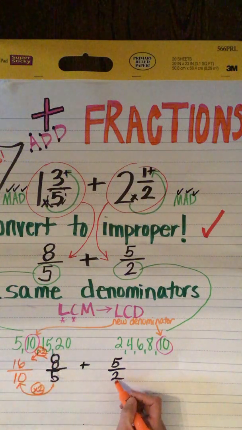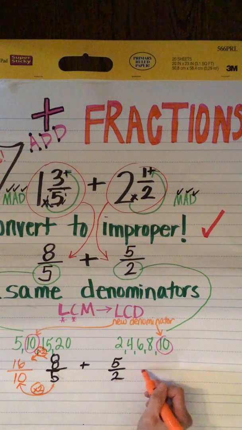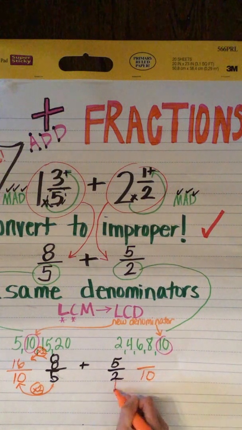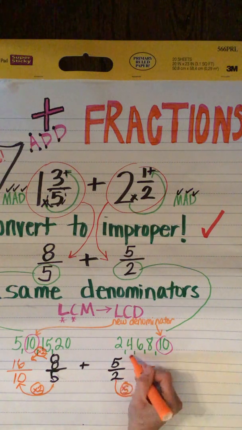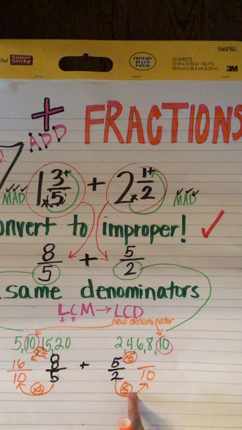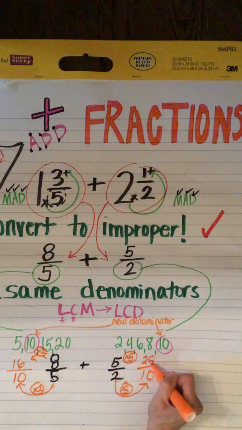Okay, now let's do it here. How do I get from a 2 to have a denominator of 10? 2 times 5. Let's do the same thing. Keep it fair. 5 times 5 is 25.